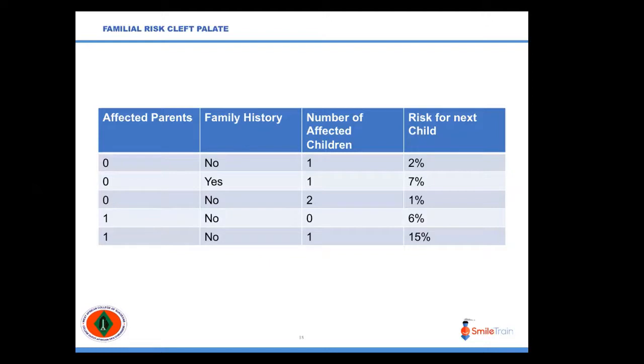When no parent is affected and there is no family history, but two of the children have cleft palate, the risk increases to 1%. When a parent is affected, but there is no family history and no child is affected, the risk for the next child to have cleft palate is 6%. And when a parent is affected and there is no family history, but one child is affected, the risk increases to 15%. So this is very valid information we need to know when we are counseling our patients, to address their concern about the possibility of other children having cleft lip and palate.